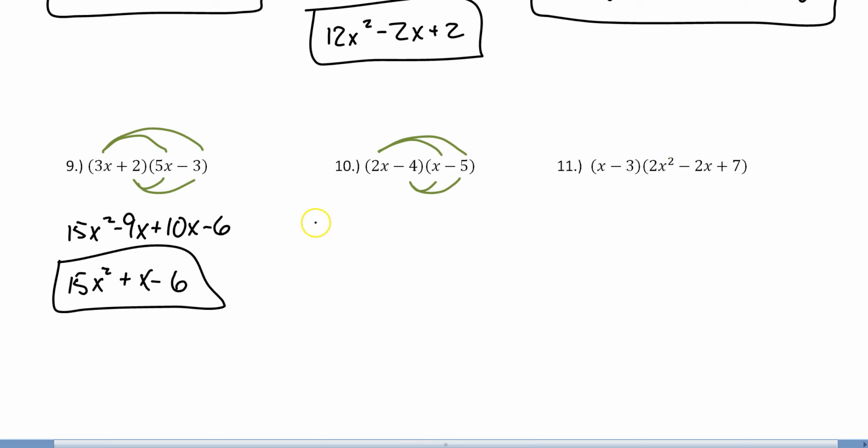So I distribute the 2x, that gives me a 2x squared minus 10x. When I distribute the negative 4, that gives me a negative 4x plus 20. And now I combine like terms.